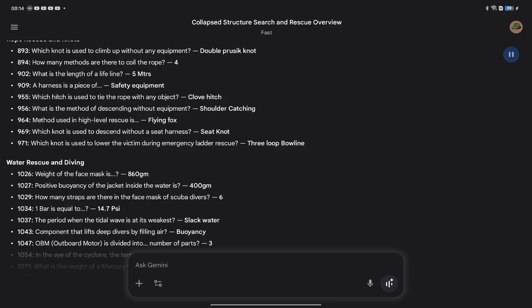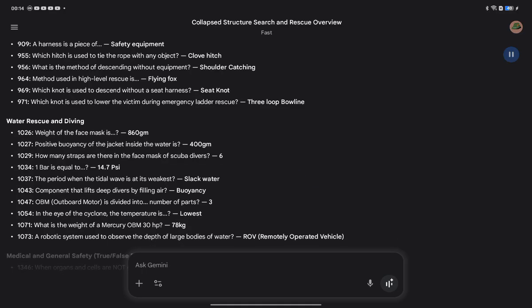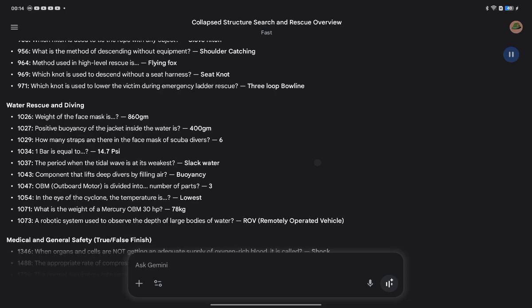955. Which hitch is used to tie the rope with any object? Clove hitch. 956. What is the method of descending without equipment? Shoulder catching. 964. Method used in high-level rescue is flying fox.